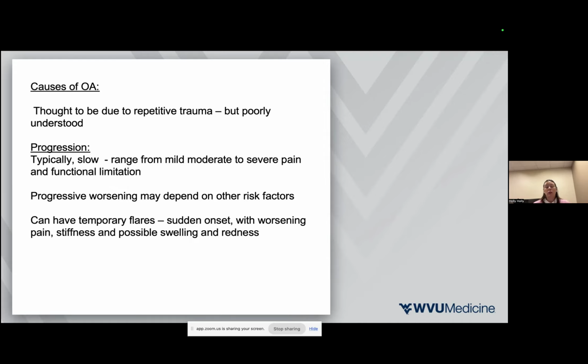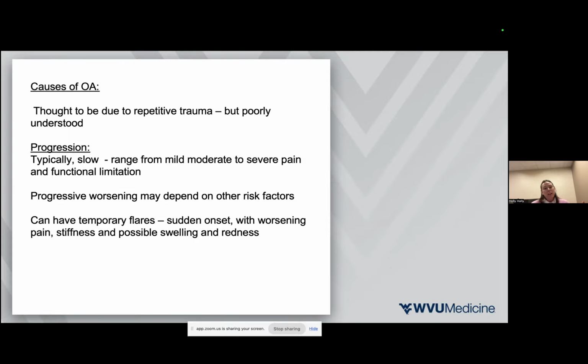Symptoms can range from early stages and mild to moderate to severe. And when it's severe, it really is going to limit their function and their ability to do their activities of daily living. How fast that worsens depends on some of the risk factors that I mentioned earlier. Do they have family history? Have they injured that joint? Are they obese? Those other factors that we think about.